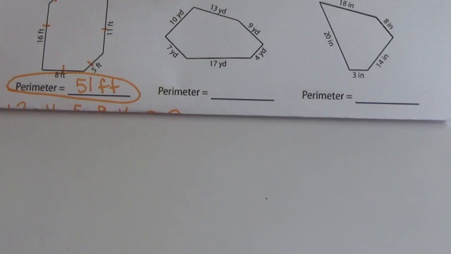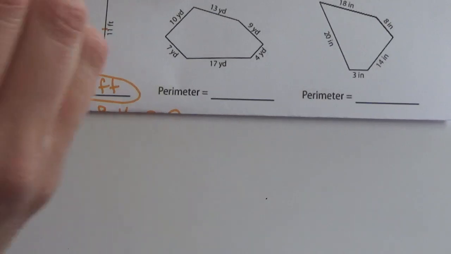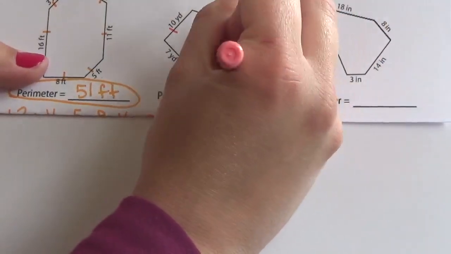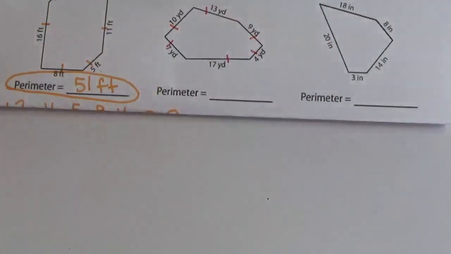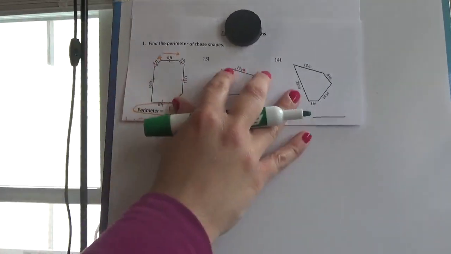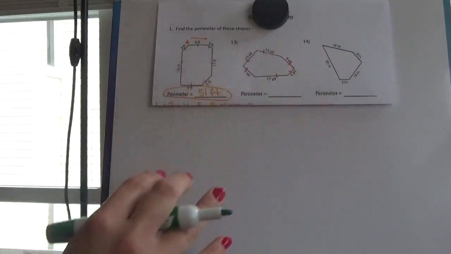Remember, we talked about the very first thing we need to do is figure out how many sides the shape has. So it has 1, 2, 3, 4, 5, 6 sides. So in order for me to figure out the perimeter, I need to add all 6 sides together. And I'm going to zoom out here, and we will be writing down the lengths of the sides.